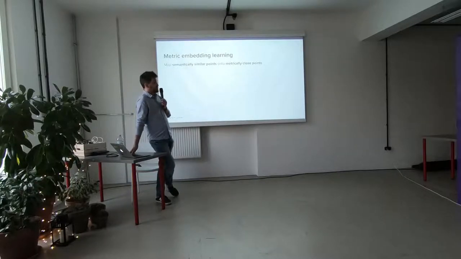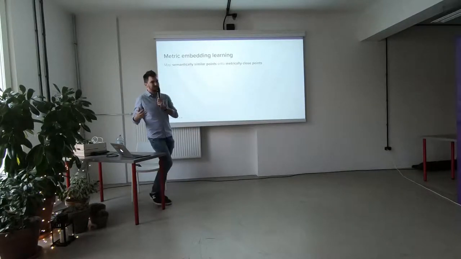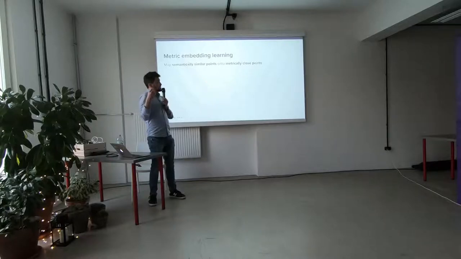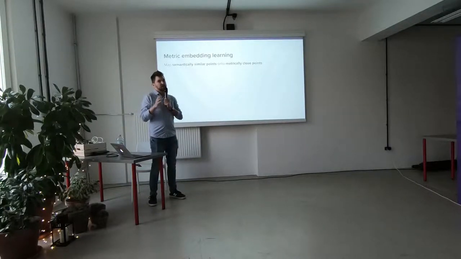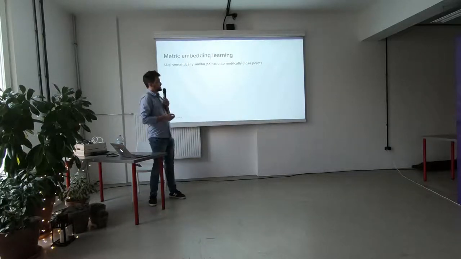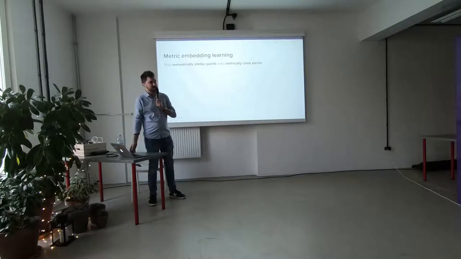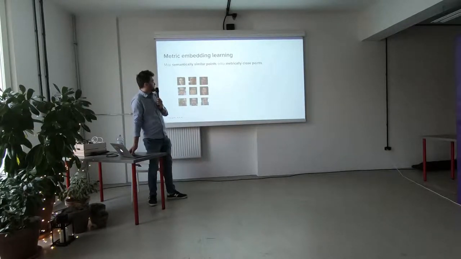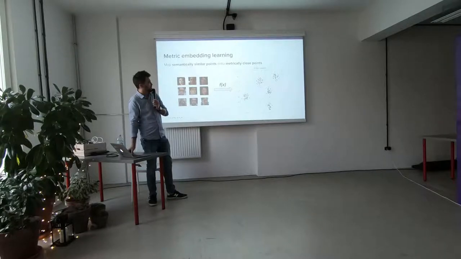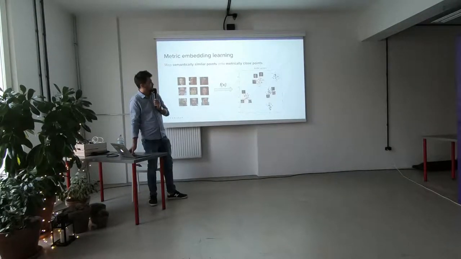So what we basically want to do is metric embedding learning, which means that we will map semantically similar points to a space where those points are close metrically. We can fix a metric, for example, still use this Euclidean distance, but we will map the points that we want to compare to a space where these metric properties are satisfied. So if we have some set of images, we would map them, in this example, to a two-dimensional space where these vectors of the same people would be grouped together.